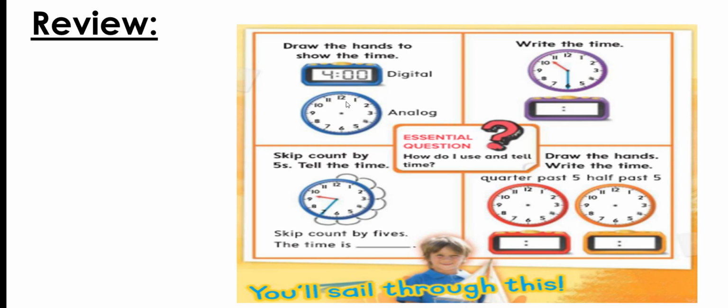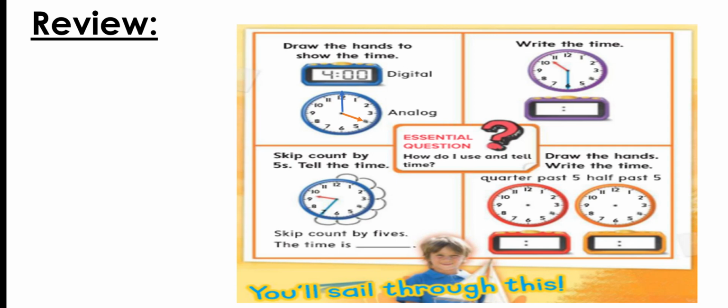Well, let's see. The hour hand has to be pointing to the 4. The hour hand will point to the 4, and the minute hand will point to 12 when it's showing o'clock. 00 in a digital clock means o'clock, and on an analog clock it means that the arrow has to be pointing to the 12. Let's see the next one.